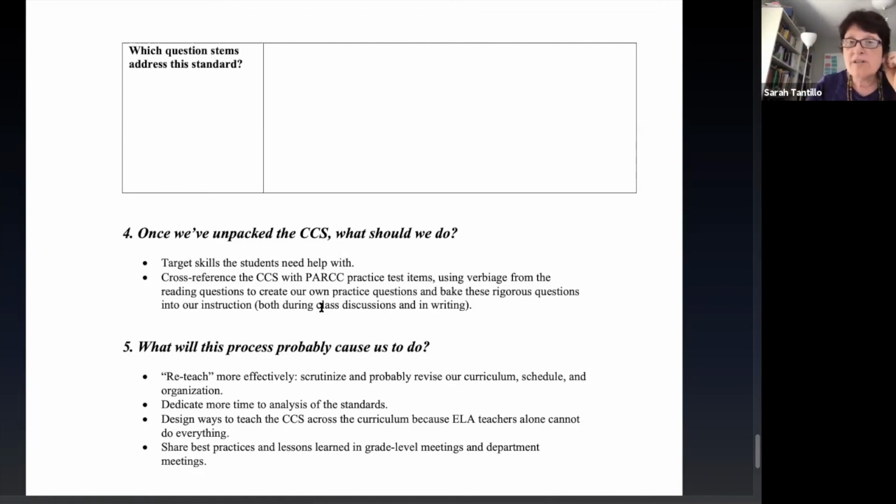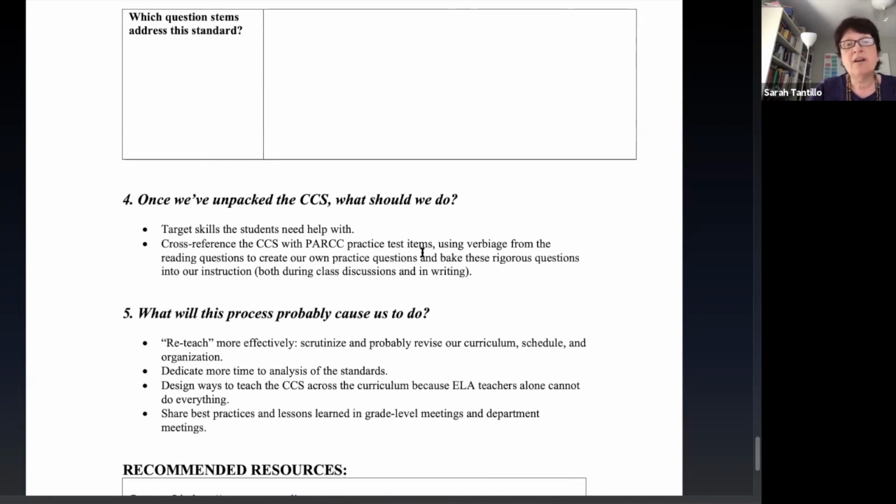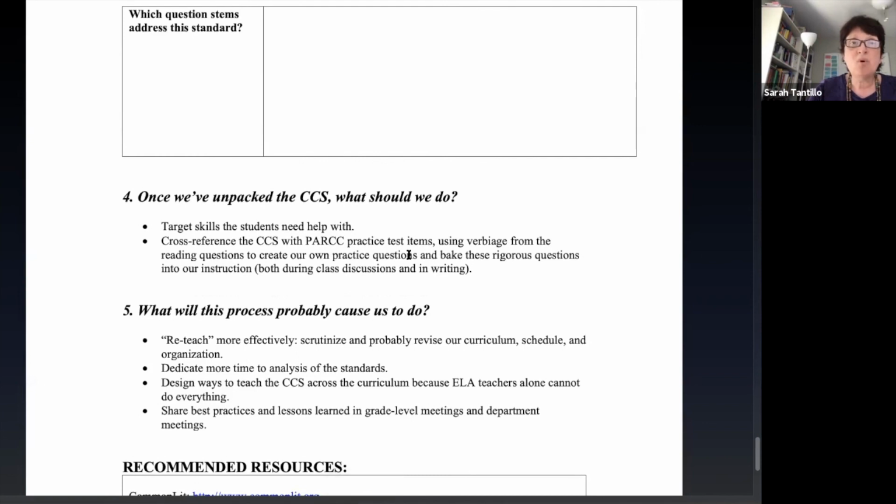And then the other thing you want to do is look at the question stems that you're using that can help build those skills and strengthen their capacity to master this standard, and bake those kinds of questions into our instruction. So think about your do nows, classwork, class discussions, homework, etc. And once you've done that, you're probably going to be more effective at reteaching. You're going to want to scrutinize and probably revise your curriculum, maybe your schedule, maybe how you organize things, spend more time analyzing the standards, and then think about designing ways to address the Common Core standards across the curriculum.